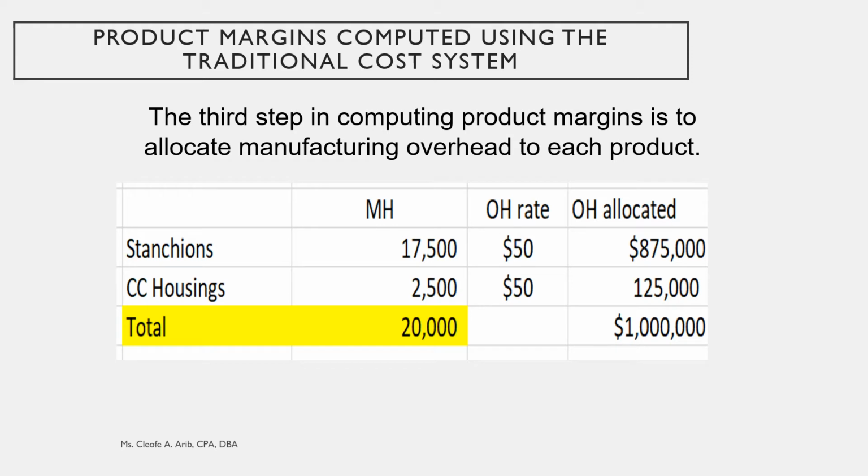Your third step now is to allocate yung inyong manufacturing overhead to each product. So we have computed your overhead rate to be magkano? $50 per hour. And then, say for example, si stanchions, how many machine hours yung kailangan niya? 17,500. So the overhead to be allocated to standard stanchions will be 875. And the remaining 125 to complete yung inyong 1 million will go to your custom housings.